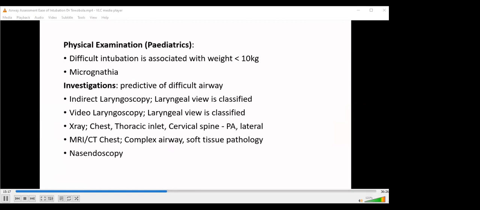Investigations that could be done, which come in when it is necessary: an indirect laryngoscopy, a video laryngoscopy. This gives us a view of the larynx, and the views of the larynx can be classified. These classifications can help us anticipate a difficult airway. Other investigations: X-rays of the chest, thoracic inlet, cervical spine. We can get a magnetic resonance image or a computed tomography of the chest for complex airway and soft tissue pathology. And an endoscopy can be done to assess the patency of the choana.